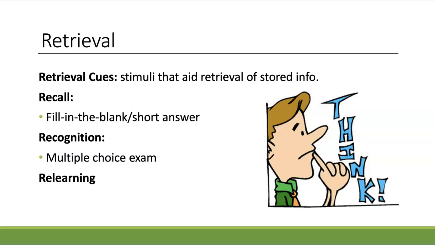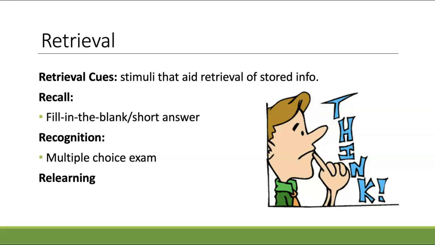Now, there are three ways to retrieve information: recall, recognition, and relearning. So recall is being able to access information without any retrieval cues. For example, on an essay test or a fill in the blank or short answer test, there aren't any retrieval cues there to tell you the answer. You have to recall the information needed from storage, right?